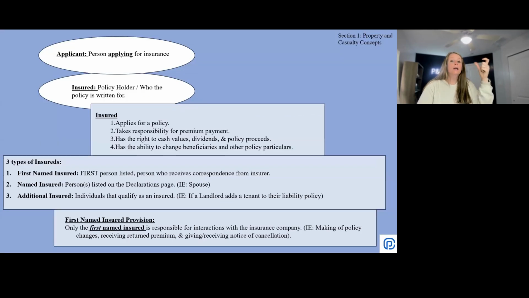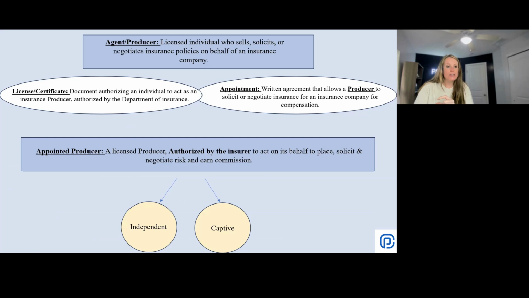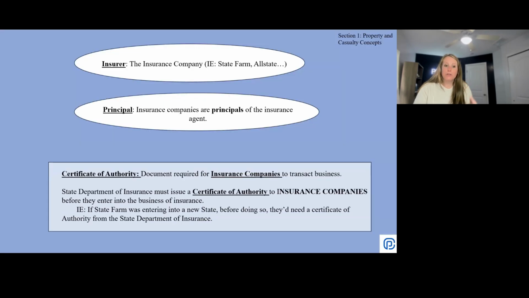So we talked about insured, we talked about the agent. Now we're going to talk about the insurer. So next up is the insurer, the insurance company, right? State Farm, Allstate, Progressive, right? Geico, for example. The insurer is also known as the principal. So insurance companies are principals of the insurance agent.